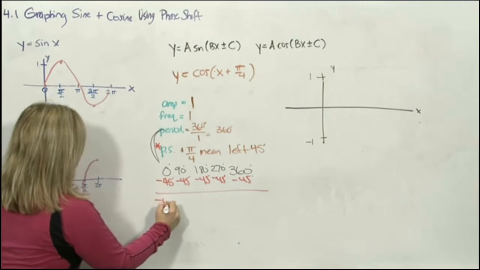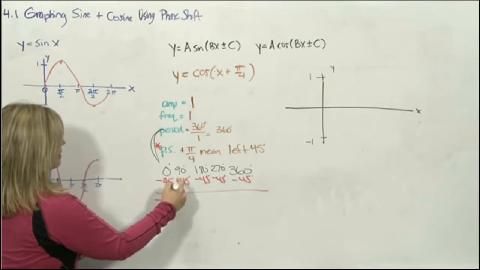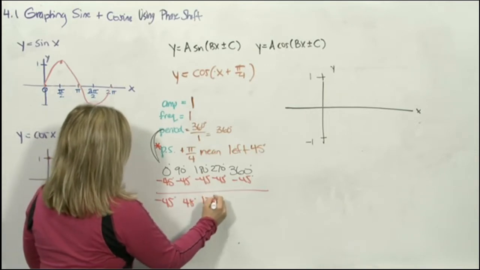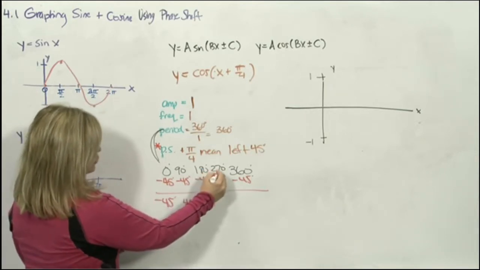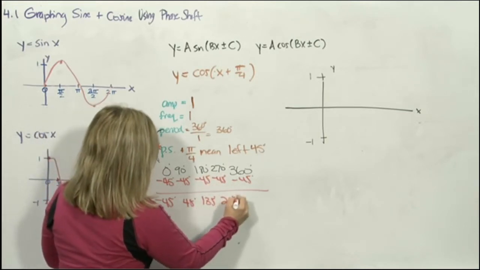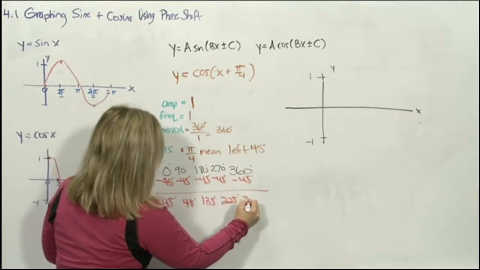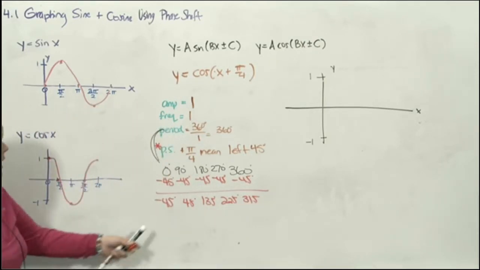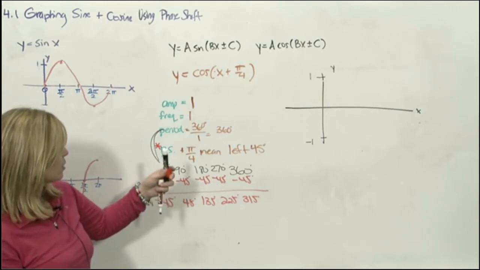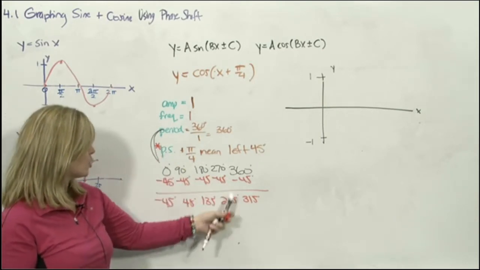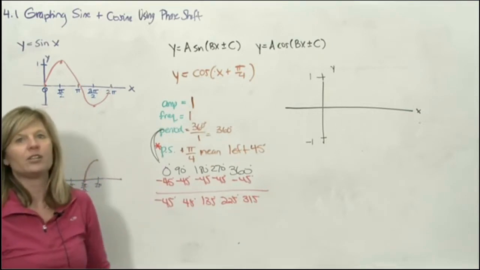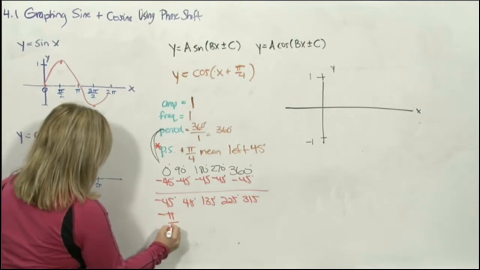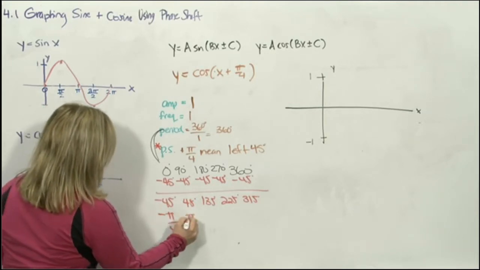So 0 minus 45 is negative 45 degrees. 90 minus 45 is 45 degrees. 180 minus 45 is 135 degrees. 270 minus 45 is 225 degrees. 360 minus 45 is 315 degrees. So the radian measure I need is for negative 45 degrees, positive 45 degrees, 135 degrees, 225 degrees, 315 degrees. Well, we know negative 45 is negative pi over 4. We know positive 45 is pi over 4.